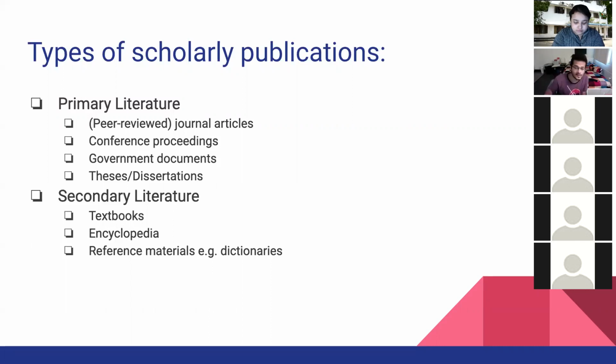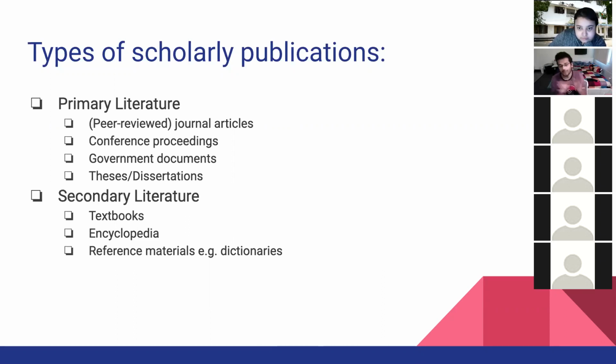The government document. And finally there are theses and dissertations. Whenever a grad student is working towards a masters or a PhD, and in some cases undergrads also have their thesis and dissertation, but grad students need to write a thesis at the end of their PhD, and that is a type of primary literature because it represents original work that was done by this grad student.